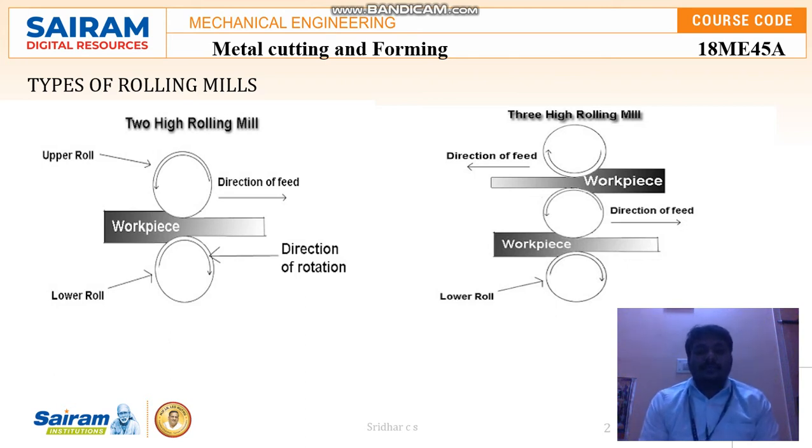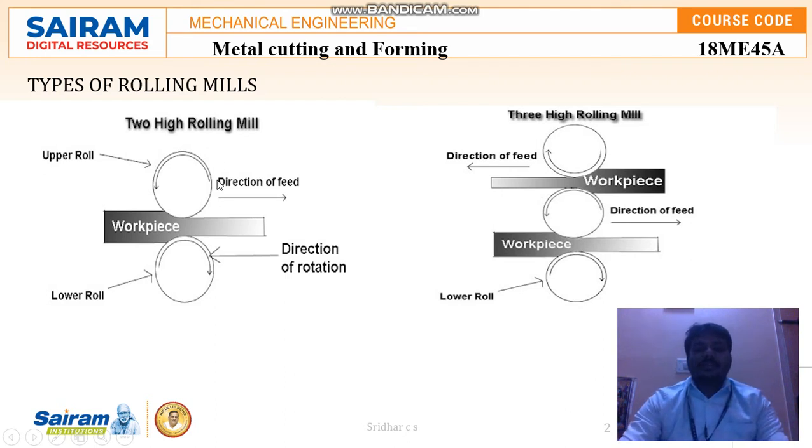So the major difference between a two high roll mill and a three high roll mill is that here three rolls will be rotating at a time. In between, we can see one workpiece moving in a straight direction, and another workpiece moving in the opposite direction.